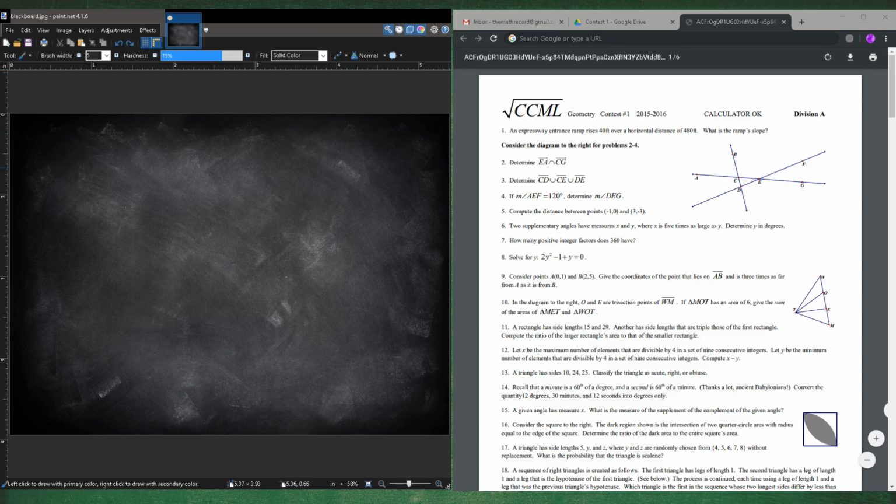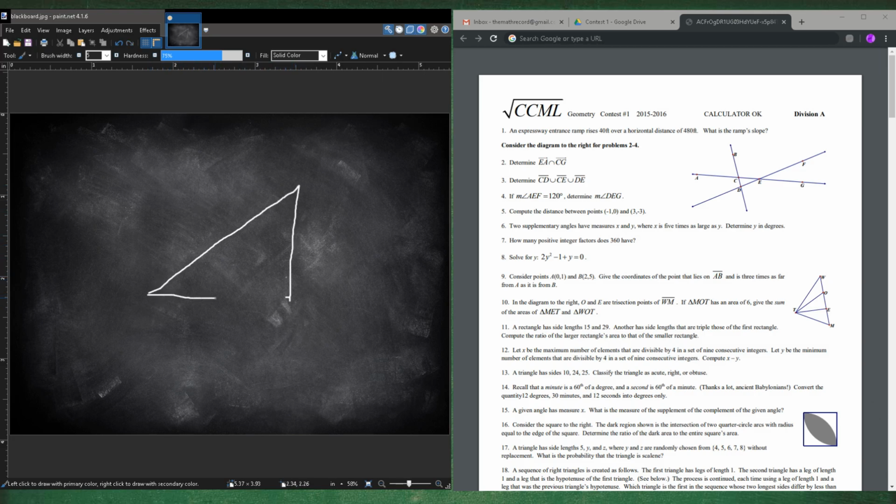Let's just begin. An expressway entrance ramps up 40 feet over a horizontal distance of 480 feet. What's the ramp slope? Basically, let's just draw a picture of how it looks. It's going to look something like this. And horizontally, it will be this line length. The length will be 480, while the ramp rises up 40 feet.